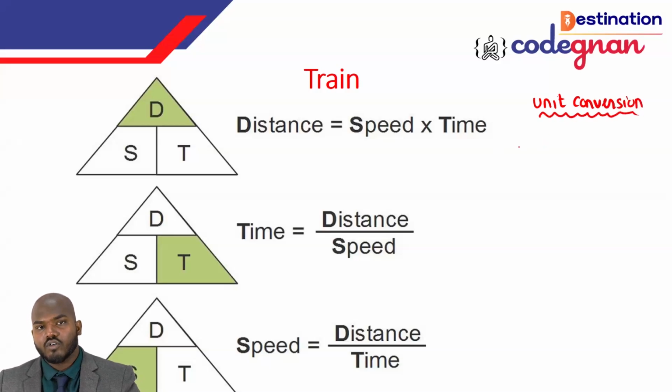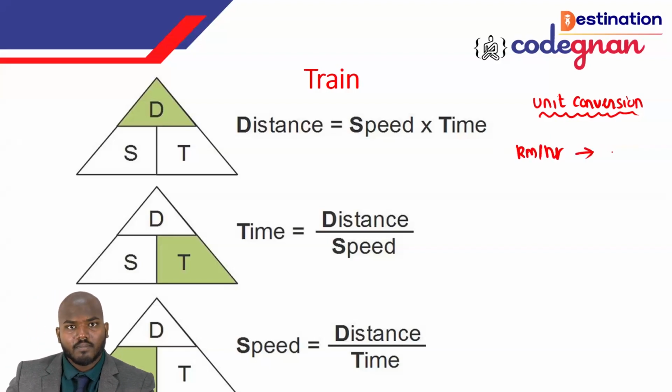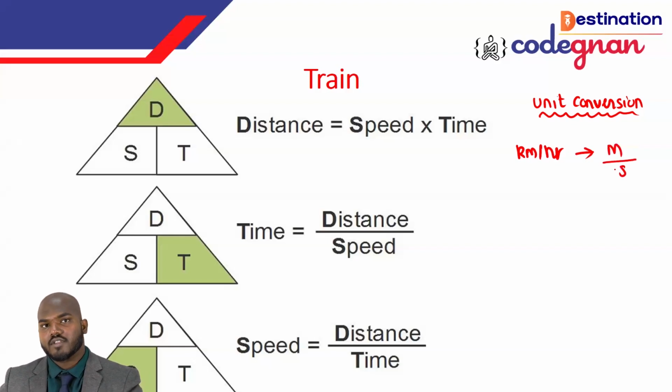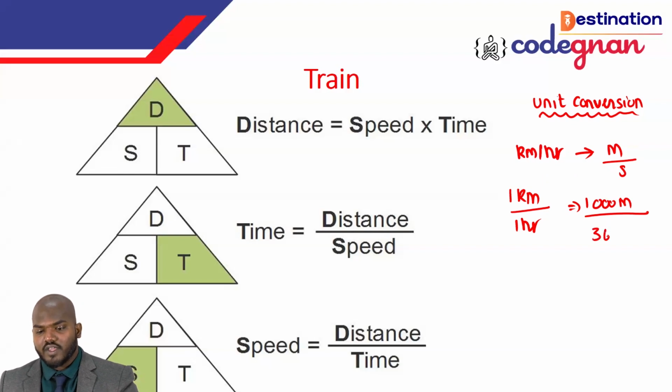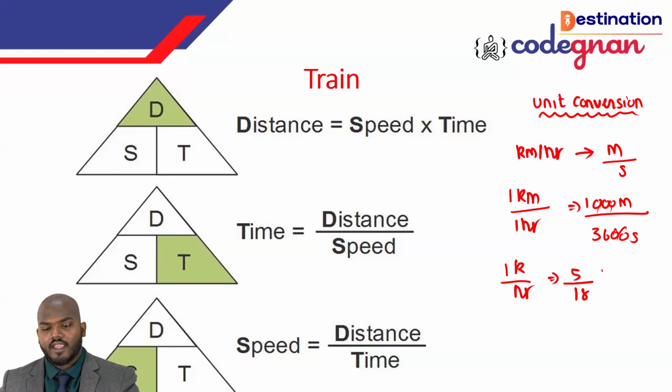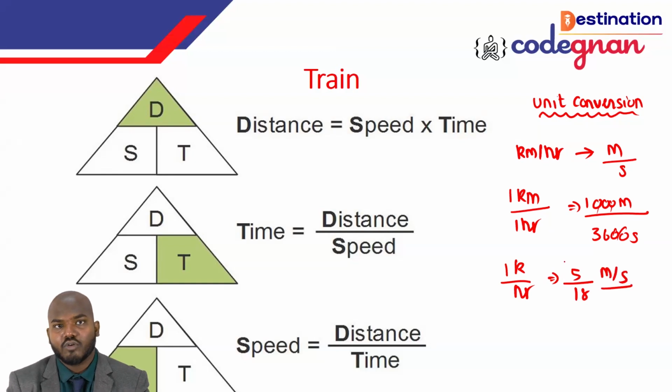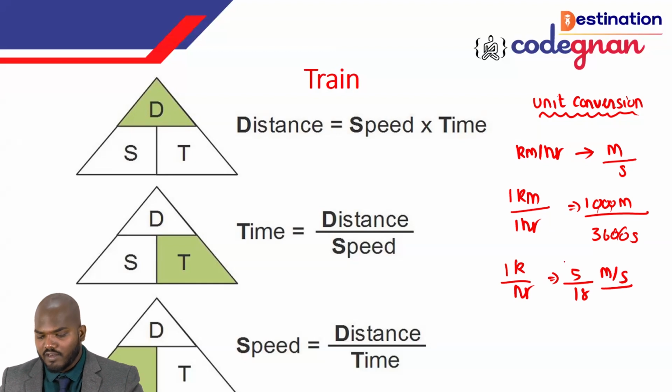Unit conversion means sometimes they will give you kilometer per hour and ask for the answer in meter per second. If this kind of situation happens, you must be very careful. 1 kilometer is equal to how many meters? 1000 meters, right? And 1 hour is equal to how many seconds? 3600 seconds, right? If you cancel the zeros, you get 1 kilometer per hour is equal to 5 by 18 meter per second.